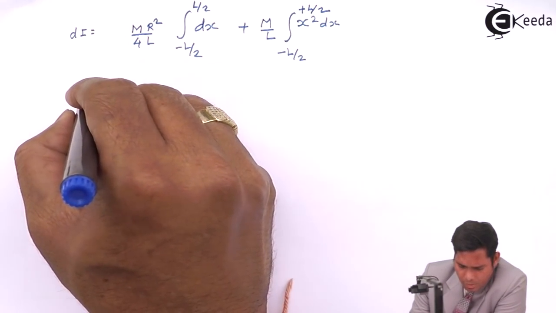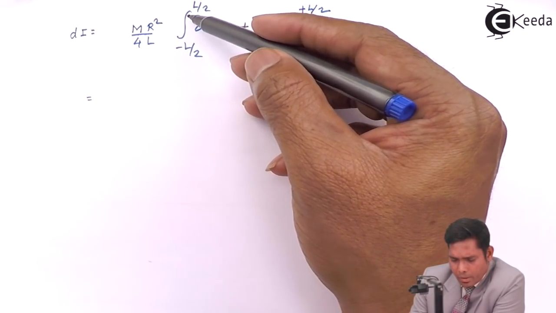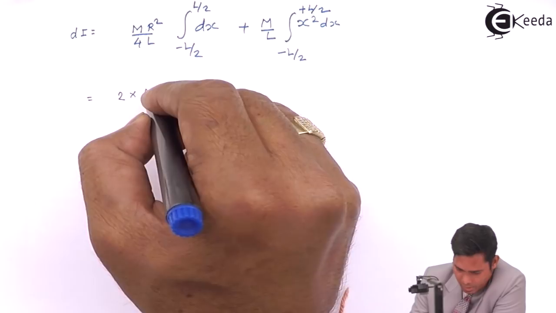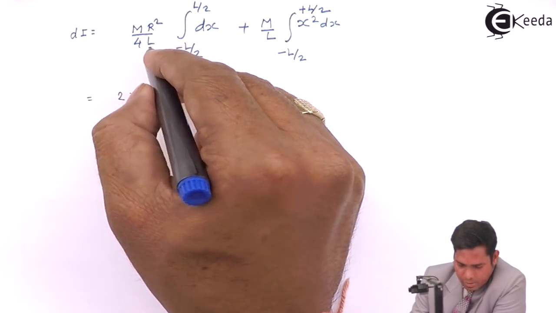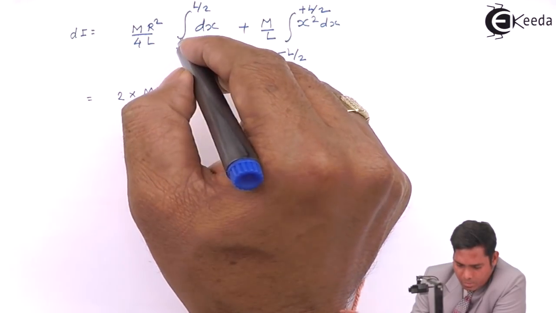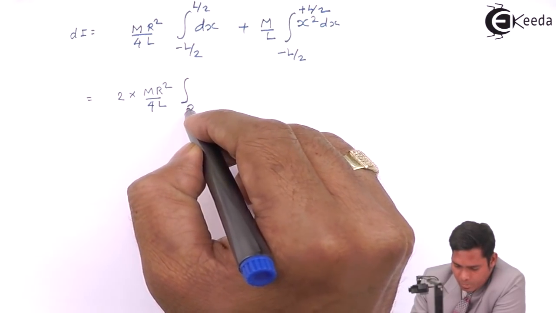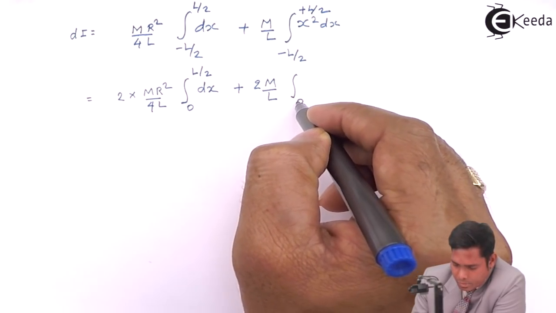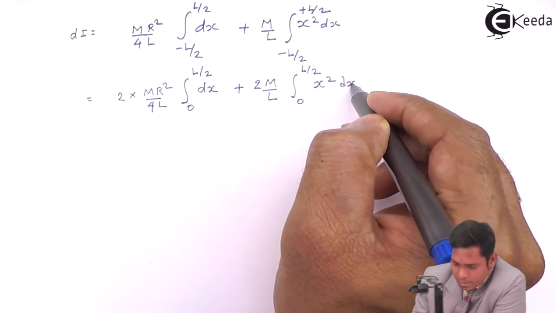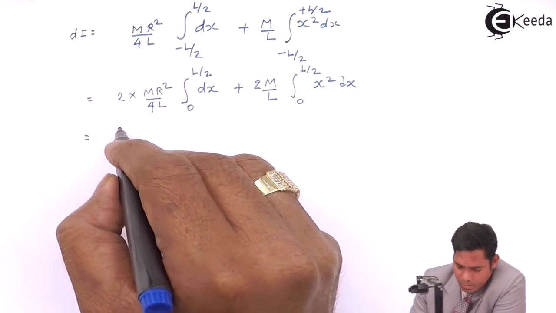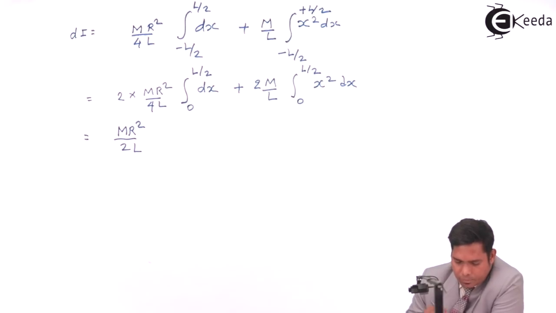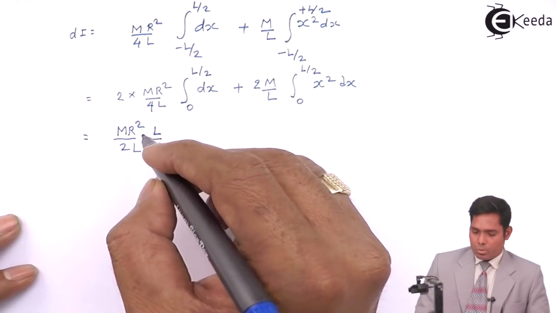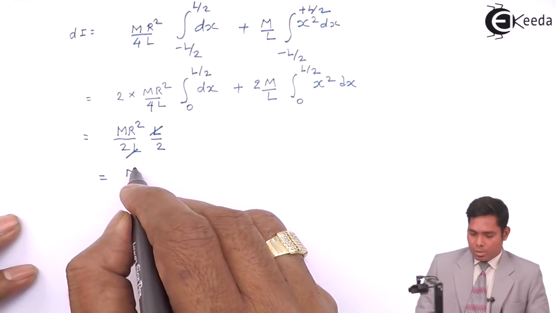This way I can also write it as 0 to L by 2 and 2 times, this can also be done. So 2 times M R square by 4L, as this is over there, I change the limit by putting 0 to L by 2 and doubling it. So this limit becomes 0 to L by 2, so that it becomes simpler. That is 2M by L, 0 to L by 2, x square dx. Now this is half, M R square by 2L, and this is L by 2. If you solve this, L by 2, the L's cancel, and this is M R square by 4.